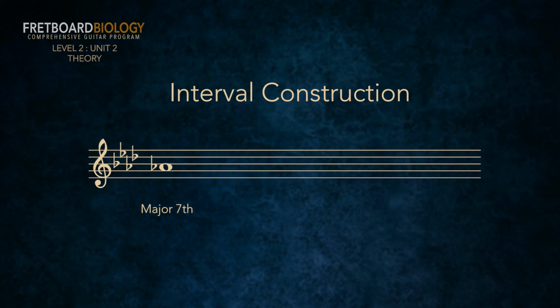Step 2, determine the note for the quantity we want, which is the 7th. We count up A, B, C, D, E, F, and G. So we know it's some kind of G. Remember, we want to build a major seventh above A flat. We know it's some kind of G. In the A flat major scale, the G is G natural. We know this because we know our key signatures.